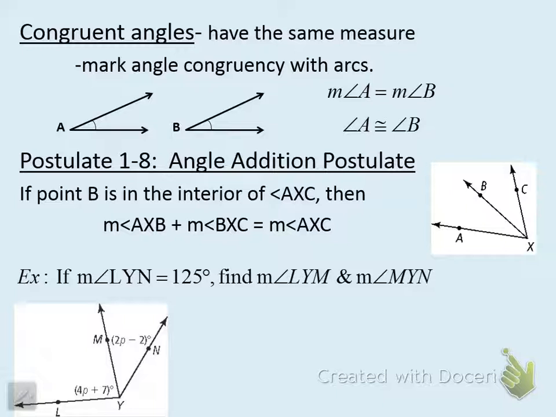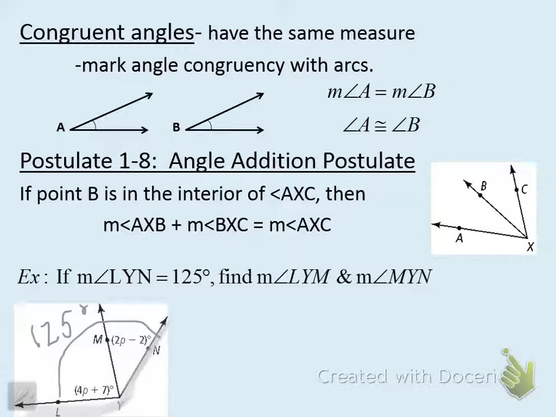If the measure of angle LYN is equal to 125, that means that big angle is 125, okay? This huge angle is 125 degrees. Okay? Find the measure of angle LYM and the measure of angle MYN, so the measures of both of those smaller angles.